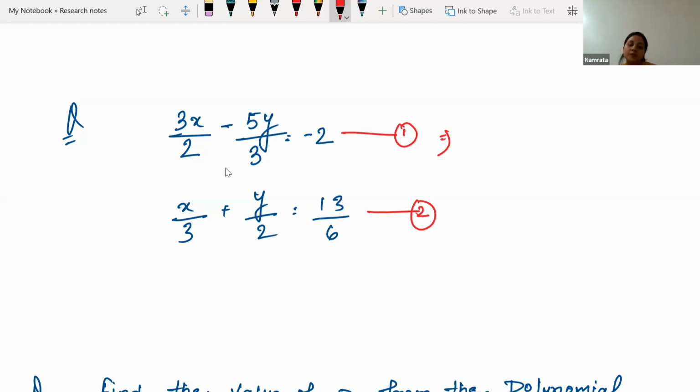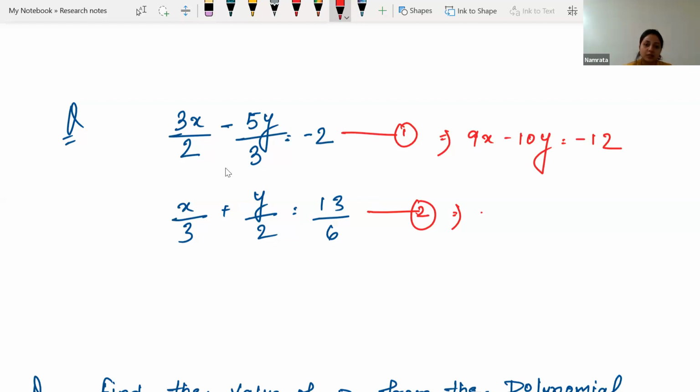For the first one, I got 9x minus 10y equals to minus 12. Yes, perfect. 9x minus 10y is equal to negative 12. And from the second one, what have you got? 6x plus 6y equals to 13. Is it 6x? Yes. Just a moment, no, let me check.